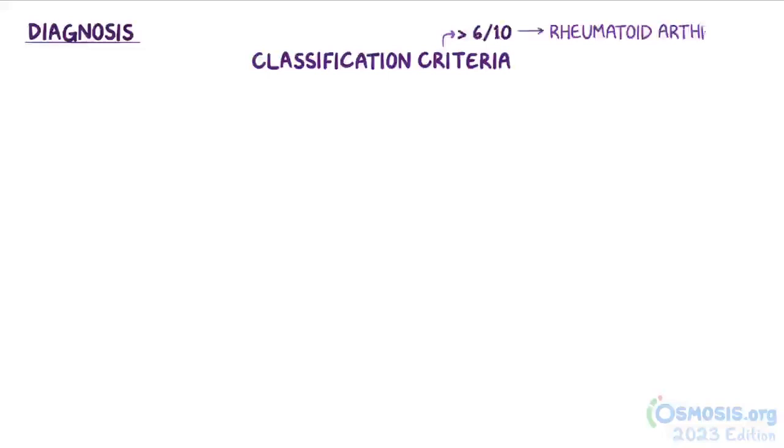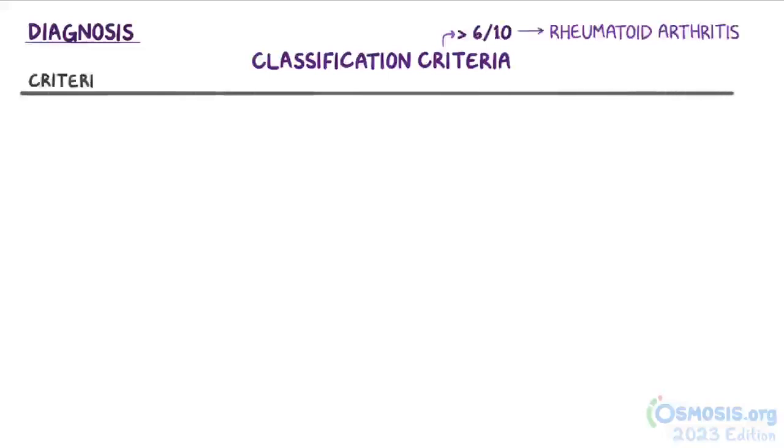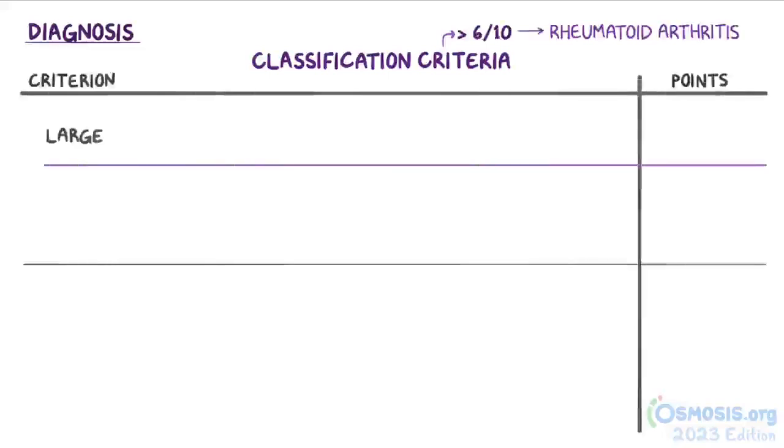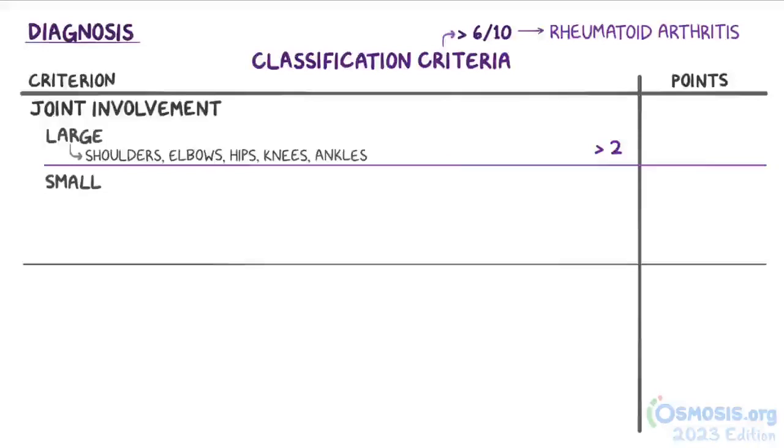In 2010, classification criteria were proposed, which established a 10-point scale, where getting at least 6 points out of 10 supported the diagnosis of rheumatoid arthritis. The first criterion gives points for either large joint or small joint involvement, whichever gets the higher point amount. Looking at large joints, if at least 2 large joints from among the shoulders, elbows, hips, knees, and ankles are affected, that gives 1 point.